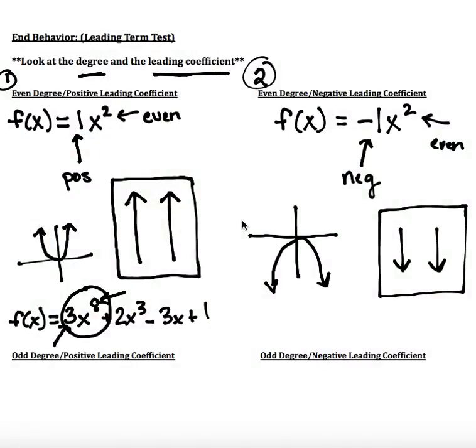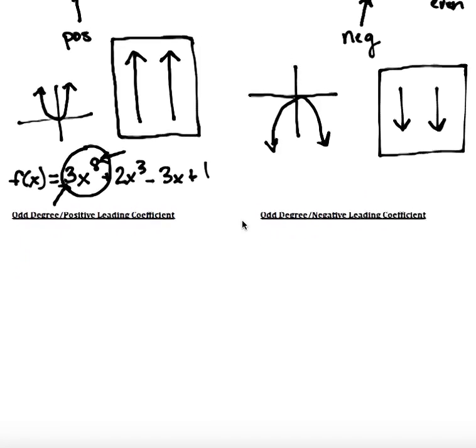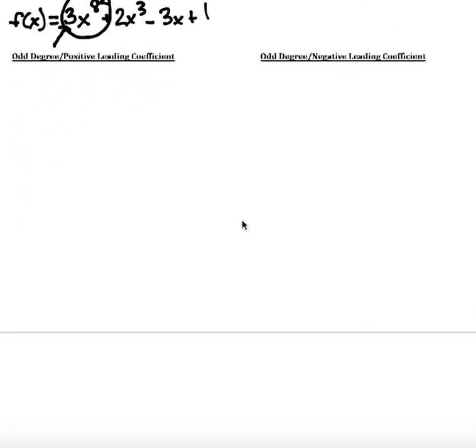Continuing on, let's go ahead and look at polynomials that have an odd degree. So these are my last two cases. If you have an odd degree with a positive leading coefficient, an example would be f of x equals 1x to the first. Again, we have a positive leading coefficient and we have an odd degree.